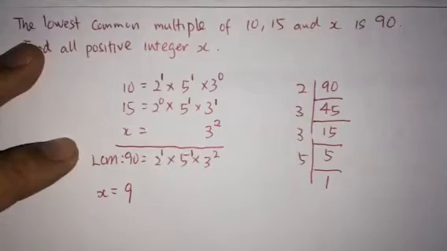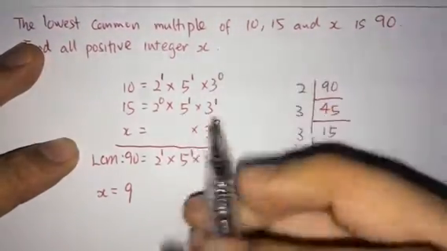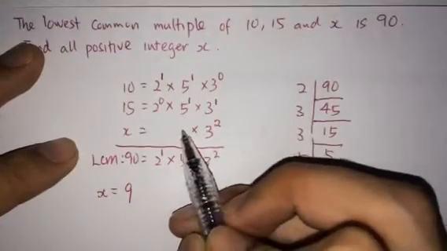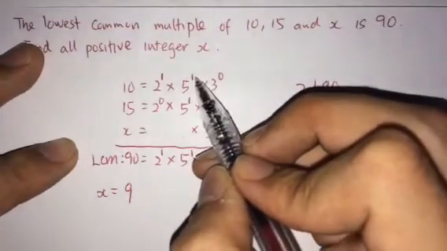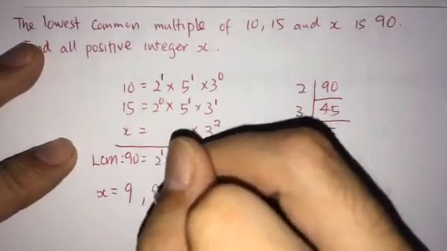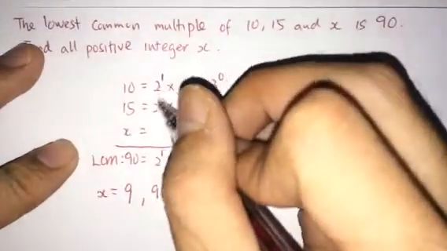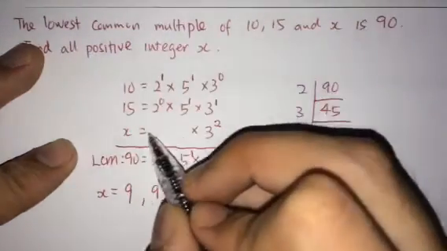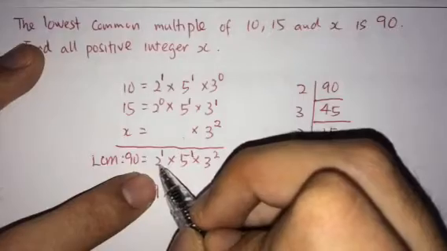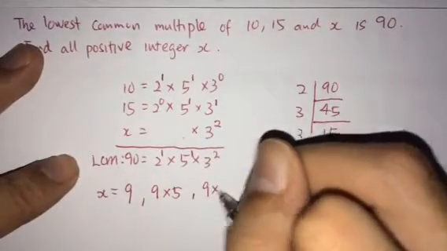Okay, but there are actually other possibilities. We can have a 5 here. If this is a 5, then the highest index that we have is still 5 to the power 1. So another possible value will be 9 times 5. We can also have a 2 here. If we have a 2 here, it doesn't affect my LCM at all, unless it's 2 squared. Therefore, the other possible value will be 9 times 2.